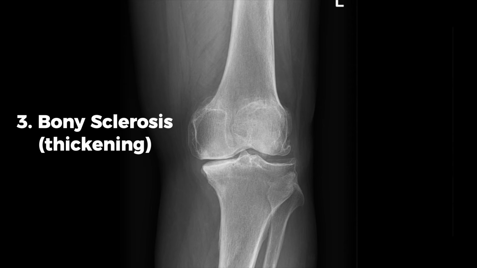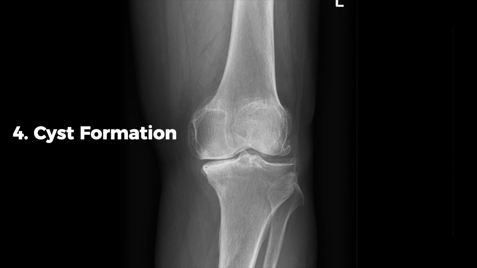Number 3 are these sclerotic or white changes to the bone here. This represents that the bone is becoming more thickened, hardened, and irritated as the cartilage wears down. Number 4 is a bit harder to see, but are these darker, more cystic changes in the bone. Not only can the bone become more hardened and white appearing on an x-ray, but the bone can also become more softened.